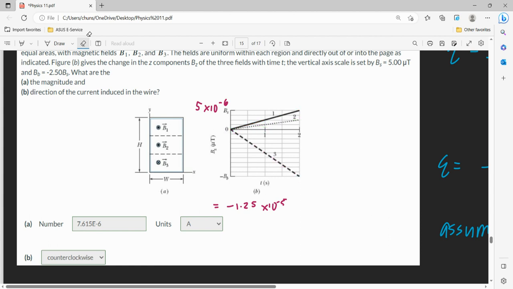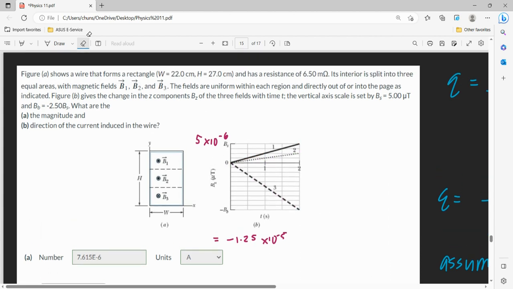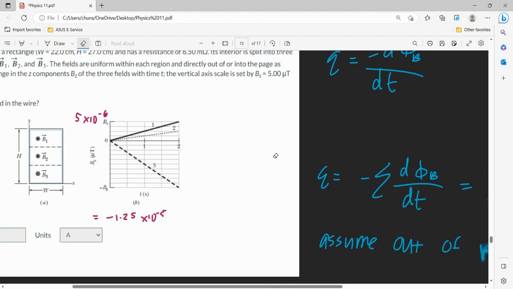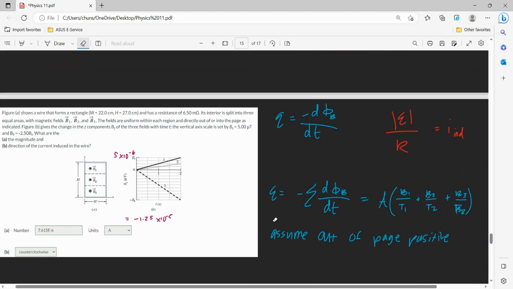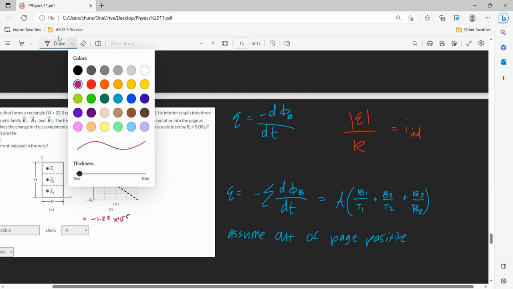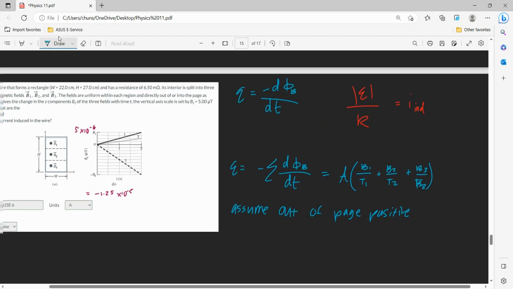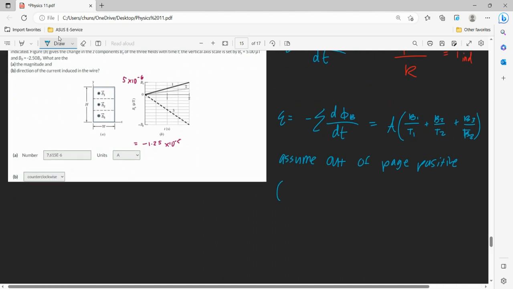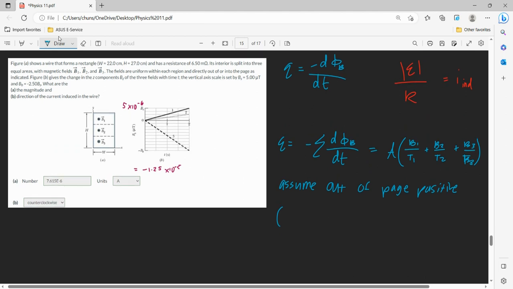Yeah, and our time scale, I'm not sure if there's anything in there. Oh yeah, our time scale is given, so that's over 2 for each one. So let's start. Our area is given here. So this is 0.22 times 0.27.